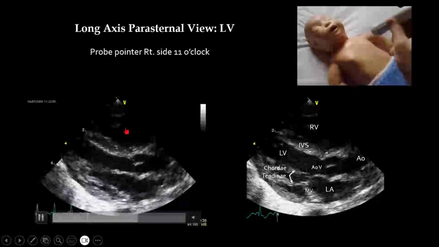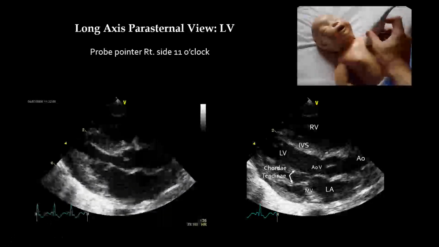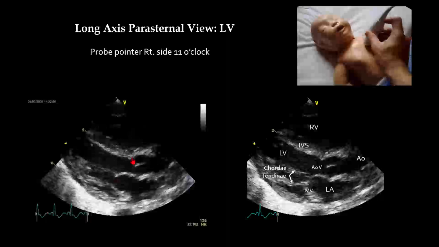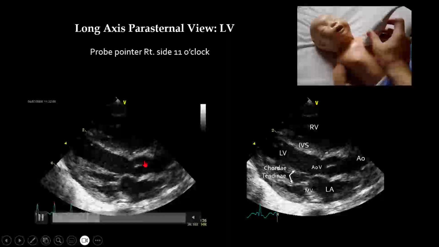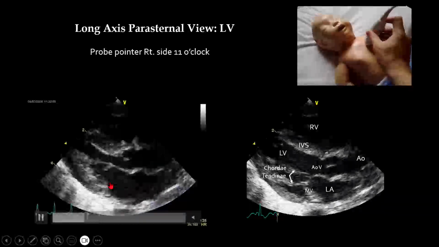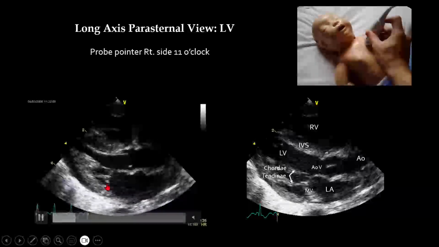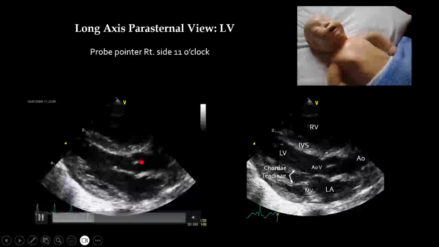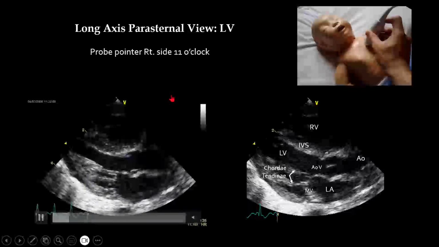So the main structures to be seen in parasternal long axis, what we call a standard PLAX view, are RV cavity, interventricular septum, LV cavity, aorta, aortic wall, LA, and the mitral valve. So these are the few structures that we should concentrate on and see in the parasternal long axis. This is how it is.